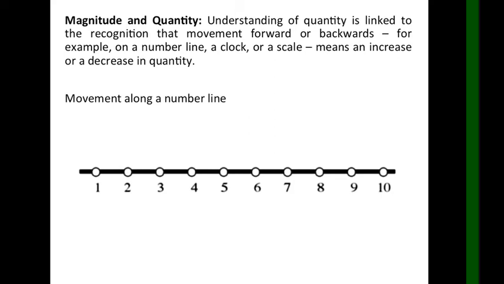Magnitude and quantity. Understanding of quantity is linked to the recognition that movement forward or backward, for example on a number line, a clock or a scale, means an increase or decrease in quantity. Movement along a number line. Let's say 1, 2, 3, 4, 5, and then minus 3. Just move backward, and you will get 2 as your answer.